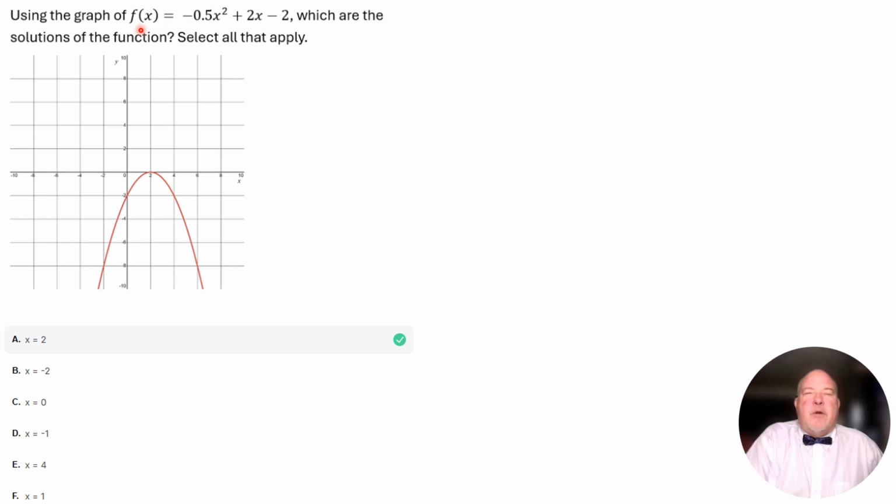So first of all, this is a quadratic function, and I know that because of the x squared. A quadratic function's graph is a U, or a parabola, which this is. And this a value, the value in front of the x squared, tells us whether it's an upside down U like this or a right side up U. And it's negative, so that makes it an upside down U. Okay, that's just a little extra information.